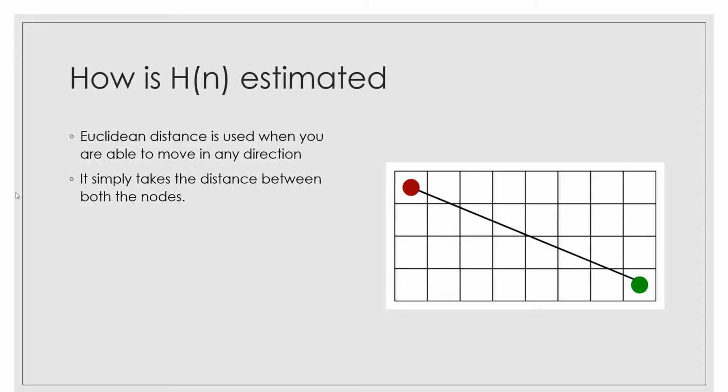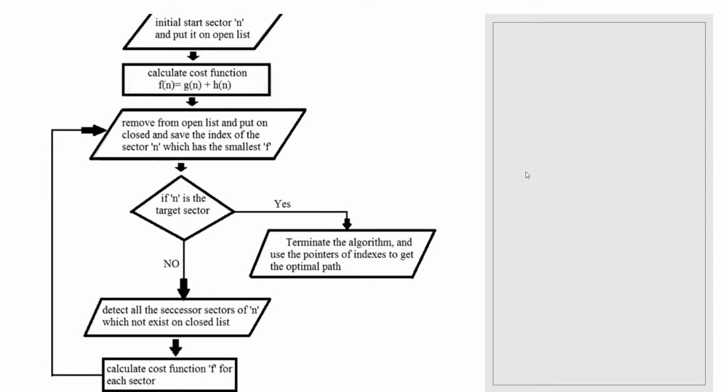Alright, so this is some pseudocode of how A star works. You're starting with the open list, and you're putting your node in there. Then you're calculating the cost function, and then from that open list, you remove it from the open list and put it in the closed and save the index of where you're at. And if n is the target sector, so you've reached your destination, then it's going to terminate, and you could use the pointer indexes to get the optimal path.